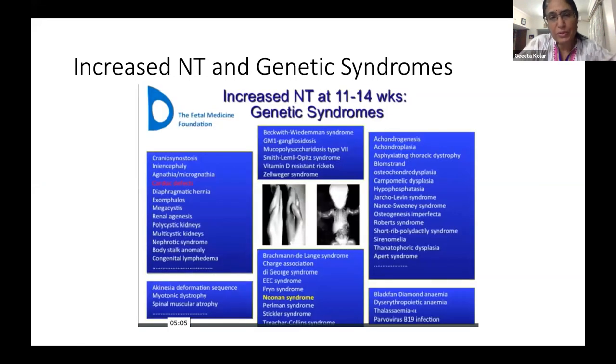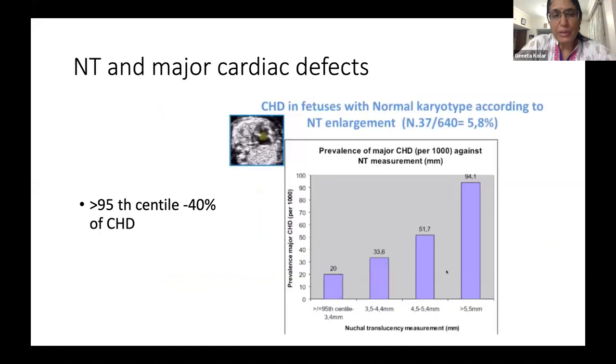What are the genetic syndromes which are associated with increased NT? There's a whole list, and I'm not going to go through these, they are difficult. What is important is NT is associated with major cardiac defects. So if the karyotype or the microarray has come normal, these fetuses certainly need a fetal anomaly scan, a good scan with a detailed echo to exclude cardiac abnormalities, because when the NT is more, 40% of these may be associated with congenital heart disease, and the type of congenital heart disease may be anything between tetralogy of Fallot to transposition.